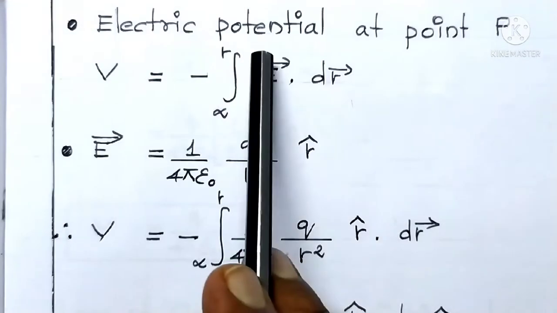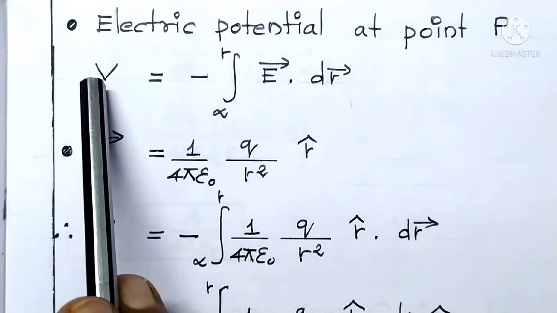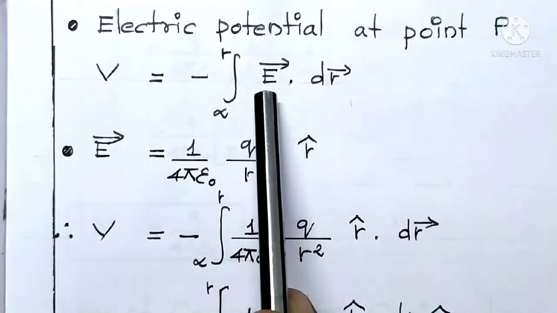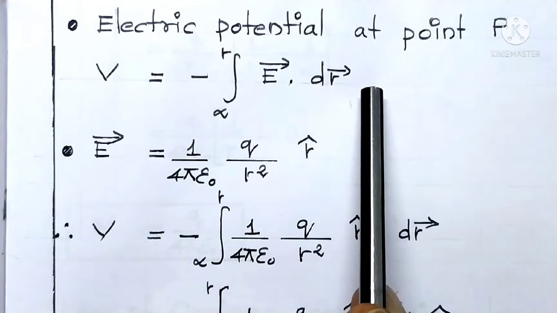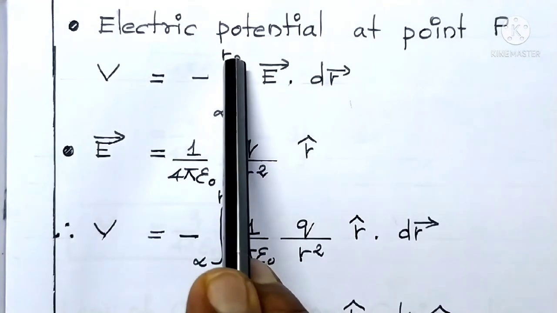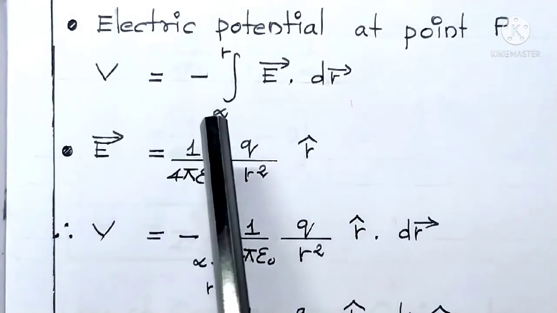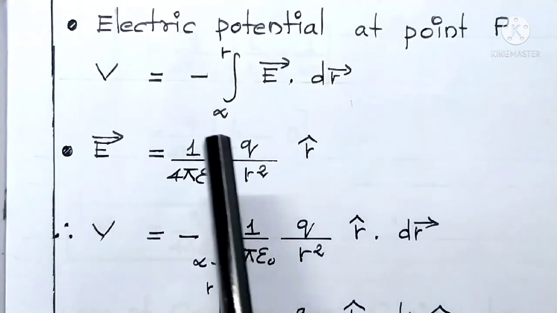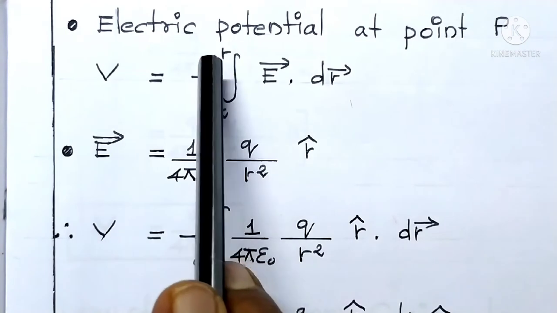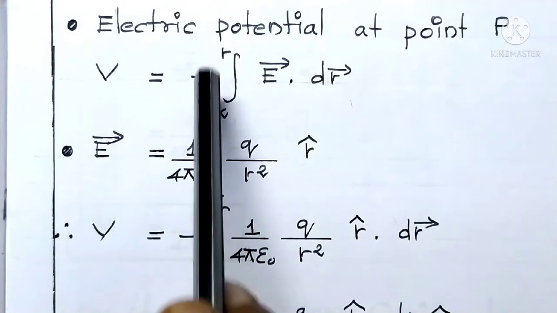Now, electric potential at point P, what is the formula for it? V is equal to minus integral of E vector dot dr vector. The lower limit is infinity and the upper limit is r, because electric potential is nothing but the work done in bringing a test charge from an infinite distance to a point which is at a distance of r from the point charge, so these limits are chosen.